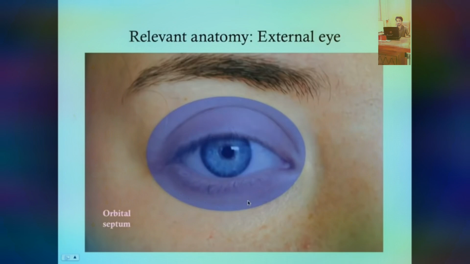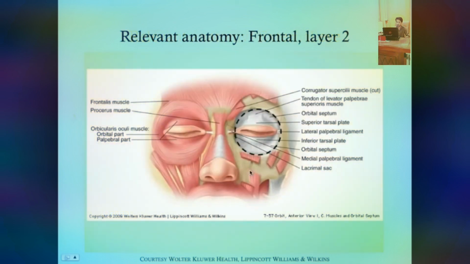Orbital septum is just the hole in the skull where the orbit sits. It's roughly, you'd have to palpate, but it's roughly this area here. Going a little deeper, you've got the orbital septum, as we just showed, and the superior and inferior tarsal plates. The tarsal plates are what give the eyelid its characteristic structure, and this is just dense connective tissue. Then you have the medial and lateral palpebral ligaments, and this kind of holds the eyelid in place. Then you've got a lacrimal sac, which ultimately drains into that caruncle.